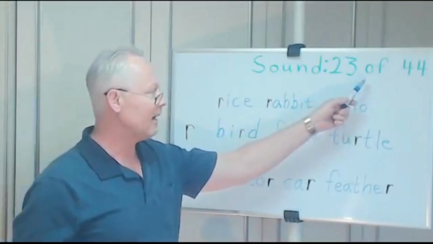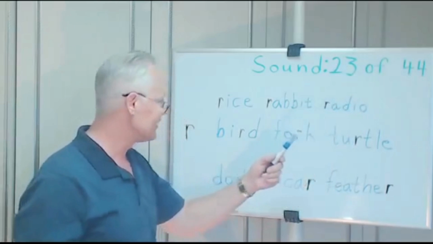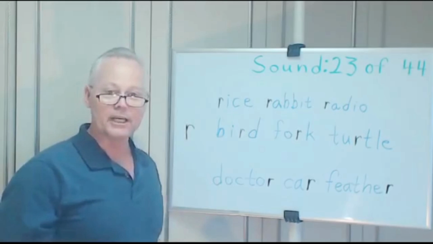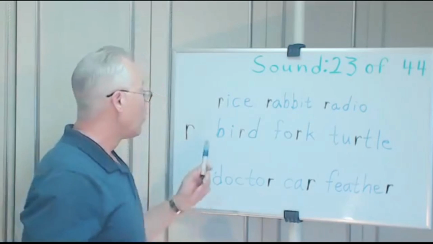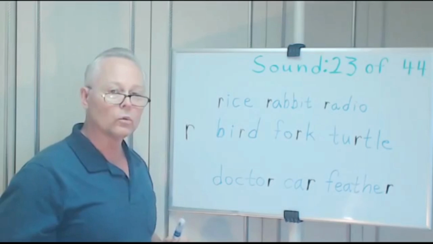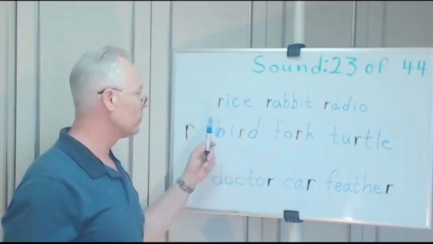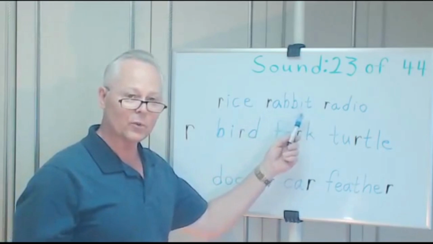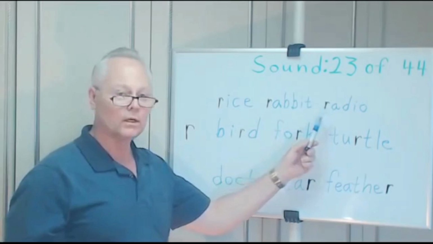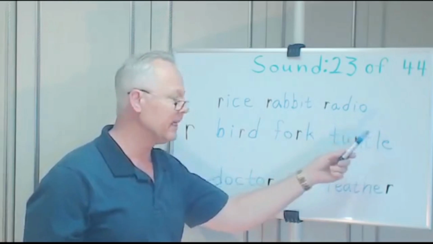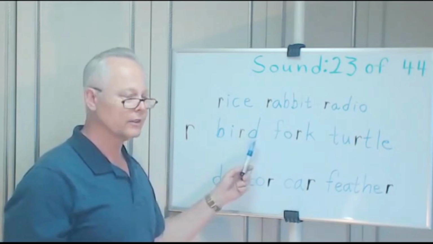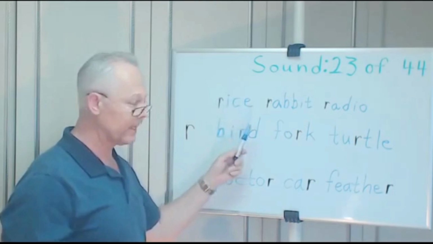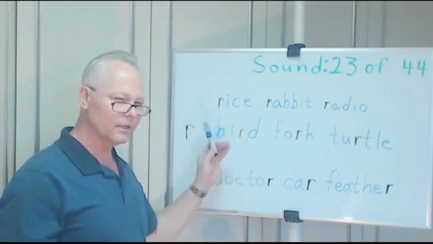Sound number 23 of the 44 sounds of American English. Here we have one letter, the letter R. Now, what sound do you think this makes? Could it be kind of a r sound? Rice. The word rice. Rabbit. Radio. Bird. Rice. Bird. Sounds a little bit of a fluctuation in there.